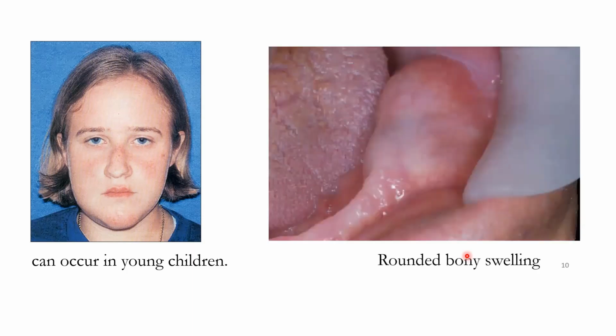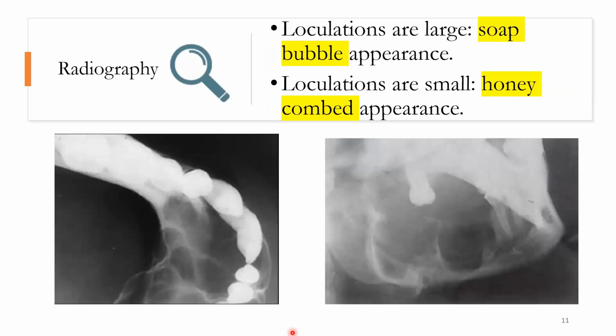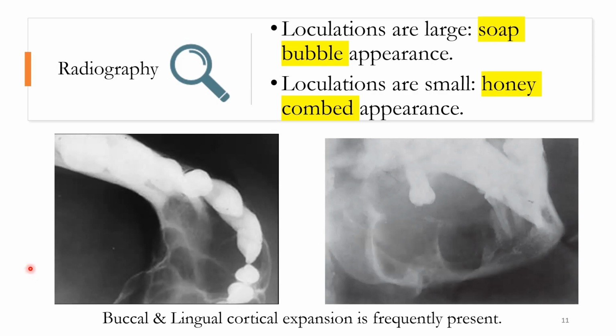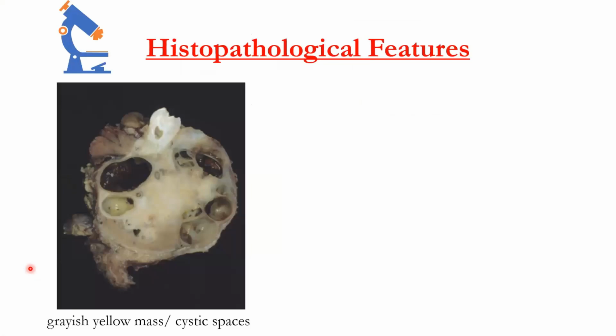It can even occur in young children, which is quite sad. It frequently appears as a rounded bony swelling in the posterior mandible normally. But there could be ulceration whenever the lesion has grown very big and perforated the cortex, then the surface appears ulcerated. Radiographically, it shows a multilocular appearance, which can be described as soap bubble if the loculations are small, whereas if the loculations are big, it is referred to as honeycomb appearance. Buccal and lingual cortical expansion is also frequently present, and that can also be appreciated in the radiograph.